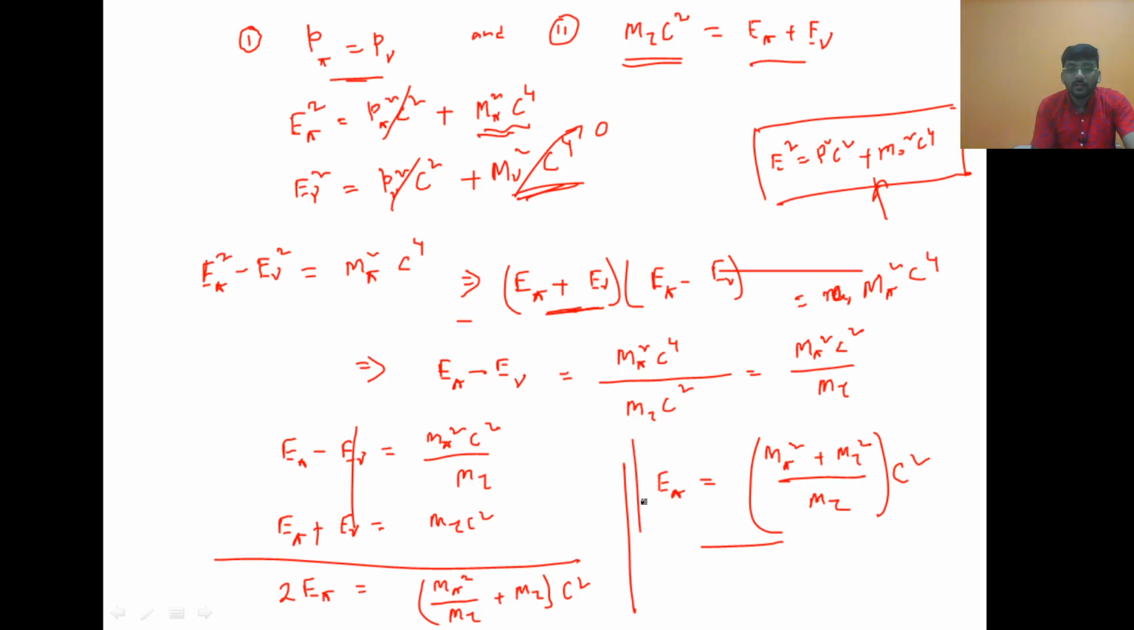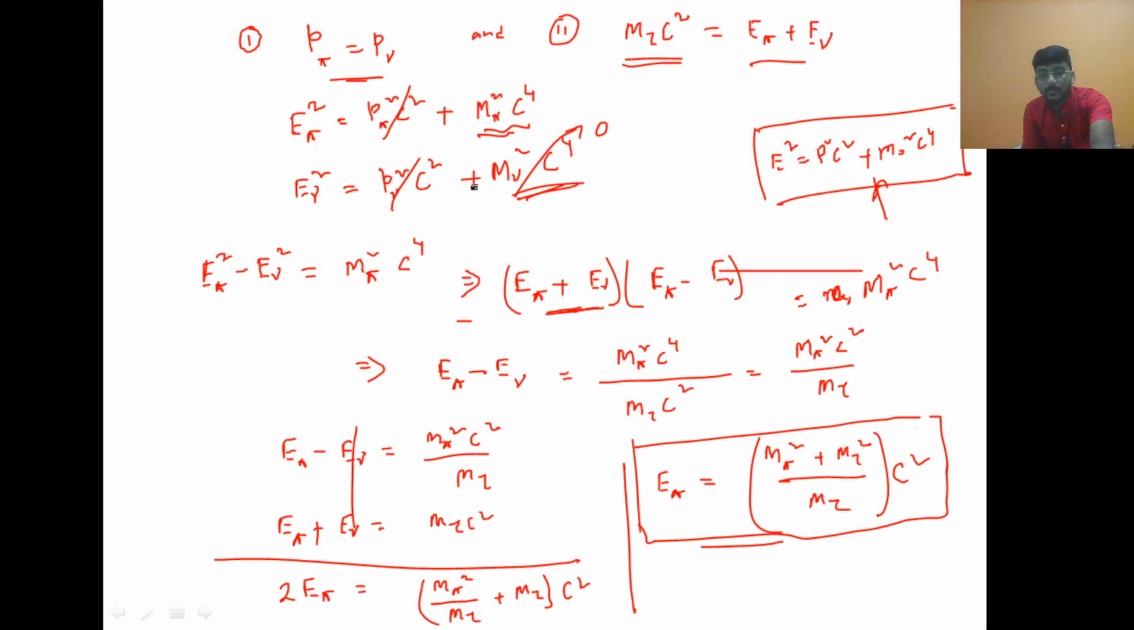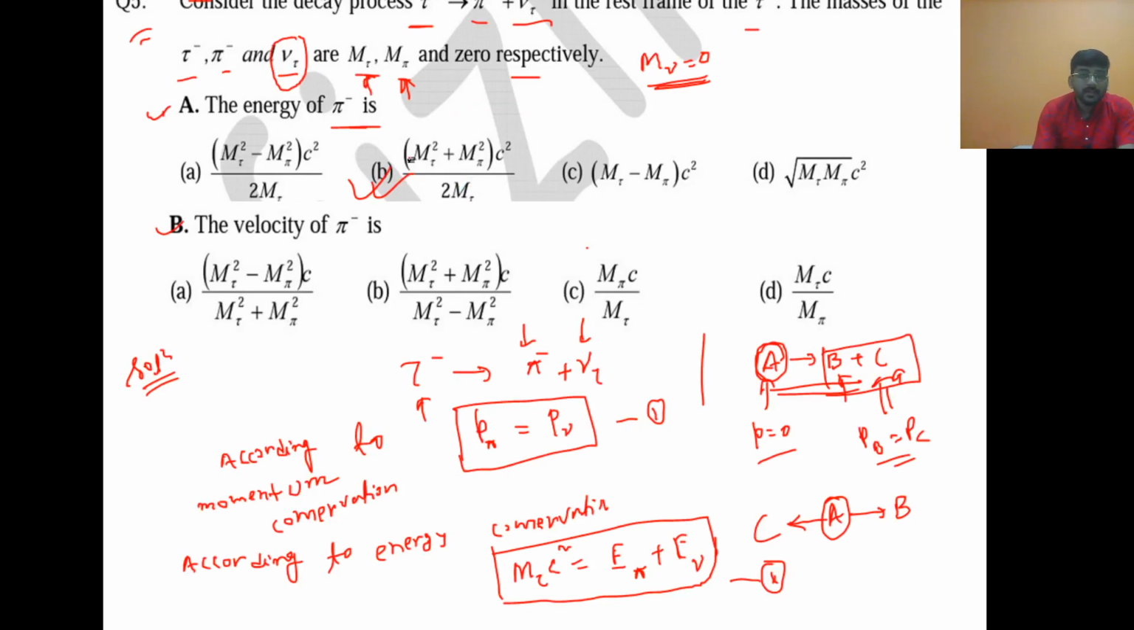This will be the answer to the first part of the question, what is the value of energy of pi minus. This answer B is correct, that is m tau square plus m pi square into C square over 2 m tau. Yes. Now the next part is, what is the velocity of pi minus? So we have to find the velocity of pi minus.